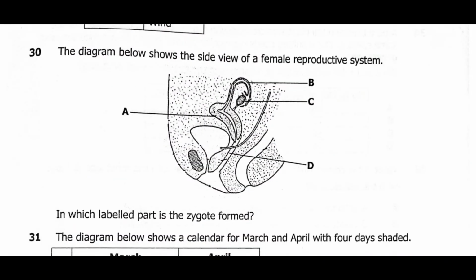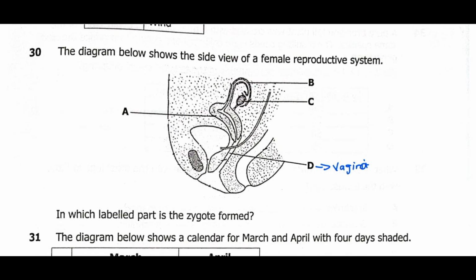The diagram below shows the side view of a female reproductive system. In which labeled part is the zygote formed? So D, what is this structure? D should be the vagina or cervix.